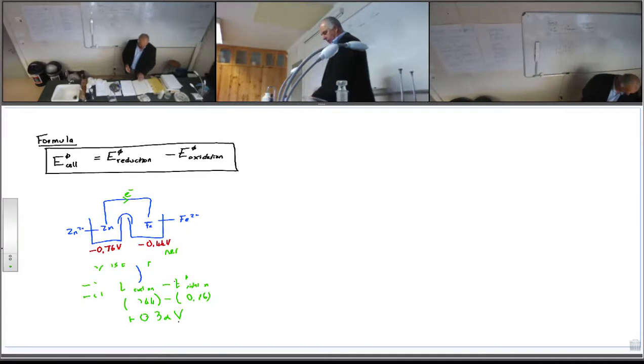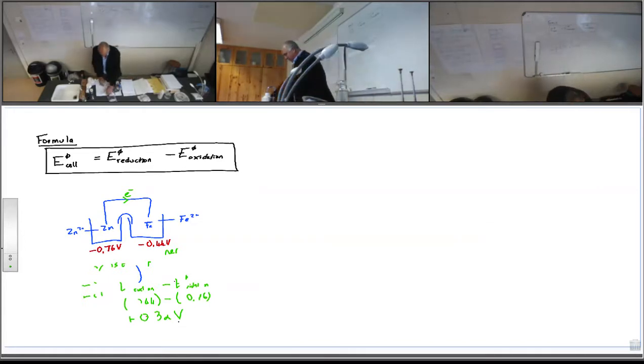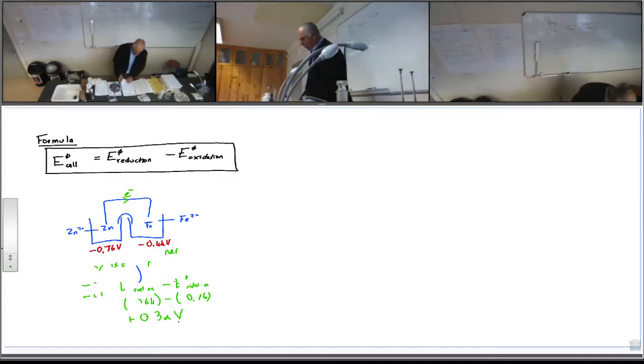The next question that I've got for you is, where do these E0 values actually come from? You've all got this table, table 4B. I don't have a copy for myself. Okay, now where do the values in table 4B come from?